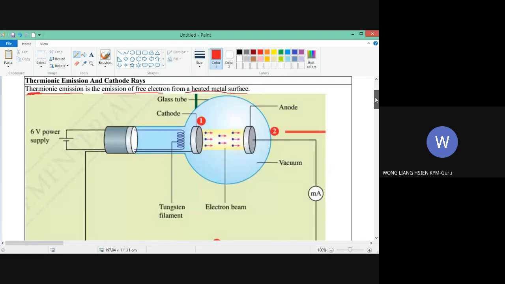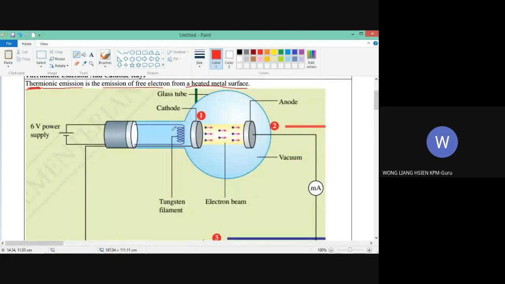Okay, you see here, this is a tungsten filament. The tungsten filament is connected to a 6-volt power supply. So when you turn on the 6-volt power supply, current will flow through the tungsten filament, and the tungsten filament will become hot. This tungsten filament will heat the cathode. This cathode is actually just a piece of metal.